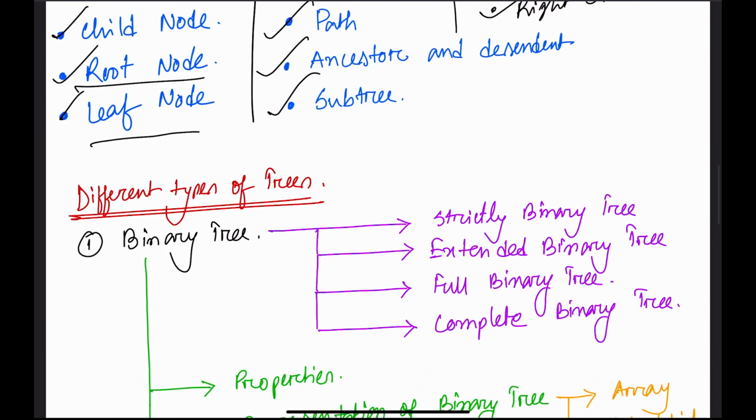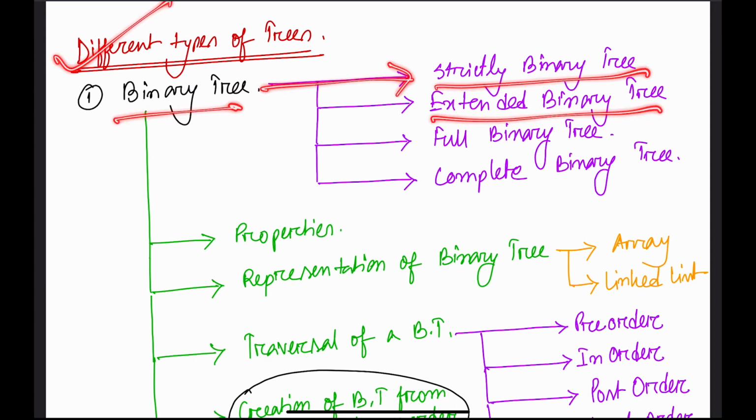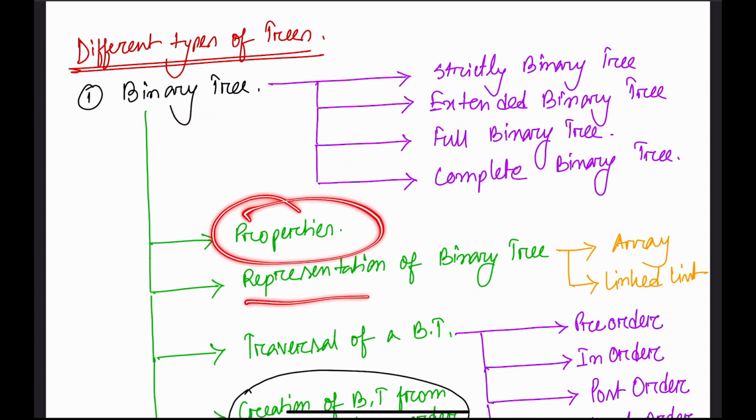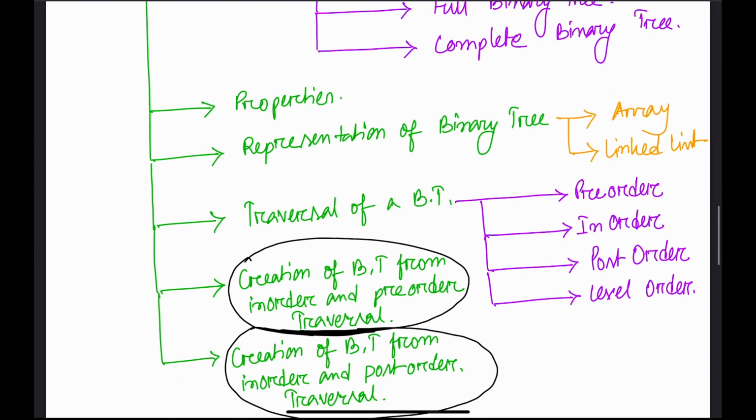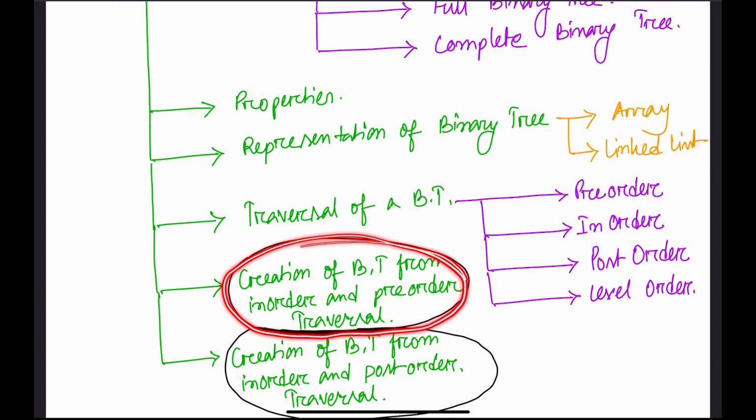Tree is a very big chapter, a very big topic. There are different types of trees, like binary trees. Inside binary trees we can have strictly binary trees, extended binary trees, full binary trees, complete binary trees. Then binary tree properties, representation of binary trees, the way it is implemented using an array or using a linked list, traversal of a binary tree: pre-order, in-order, post-order, level order traversal. Then creation of binary trees from in-order and pre-order traversal.